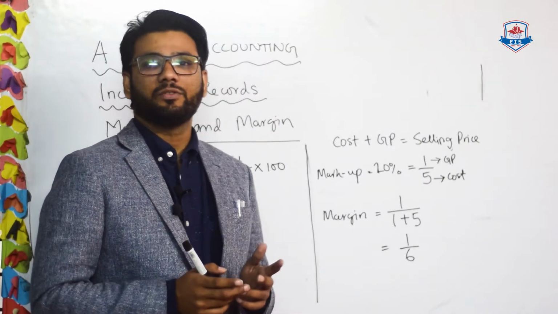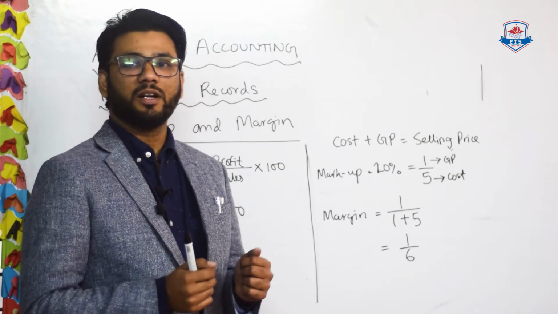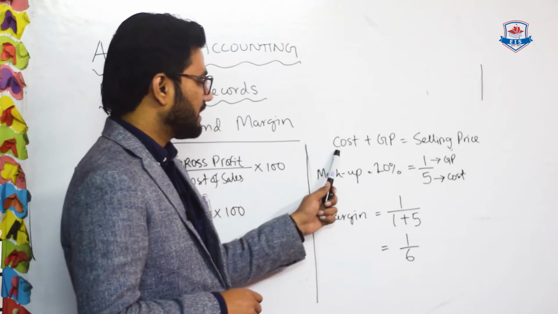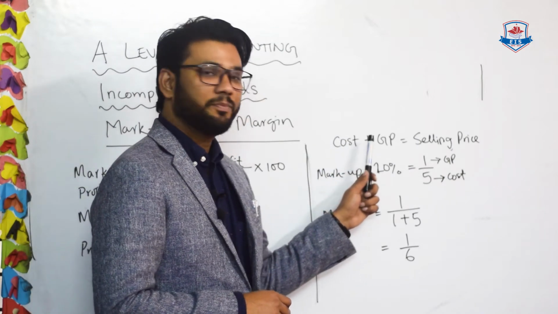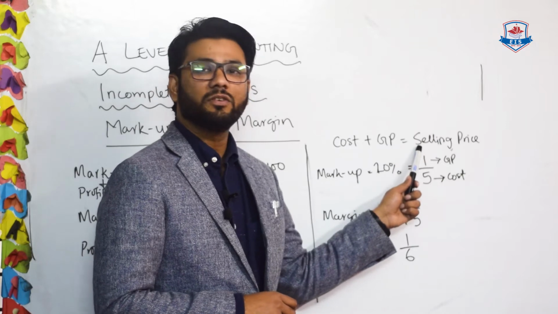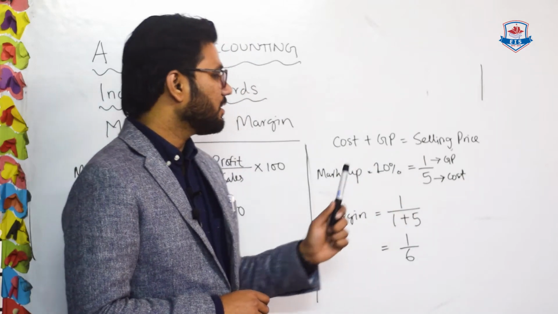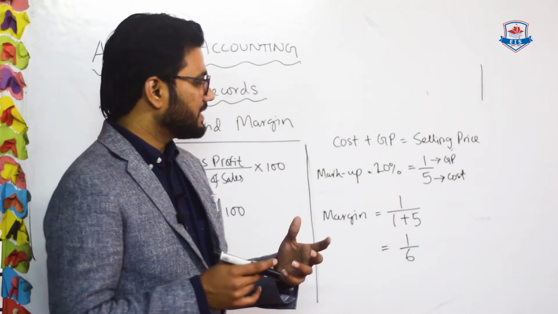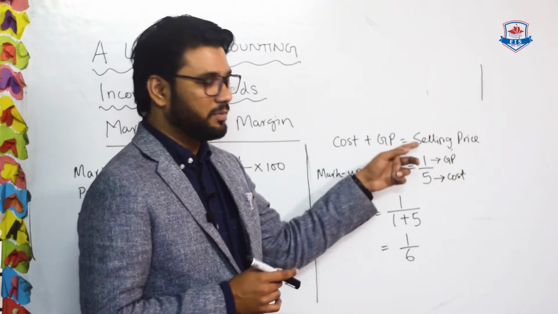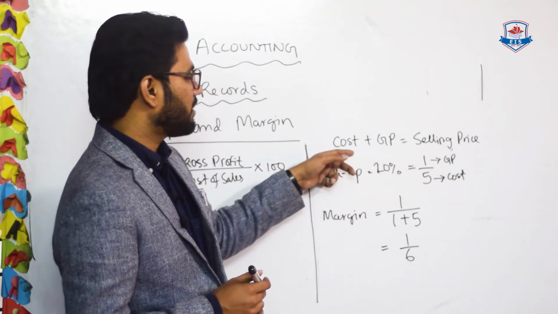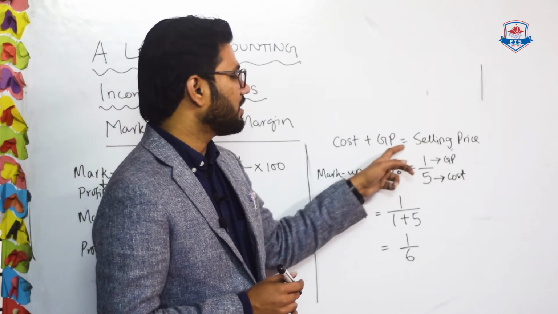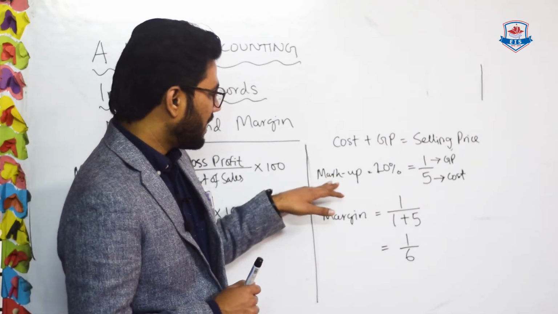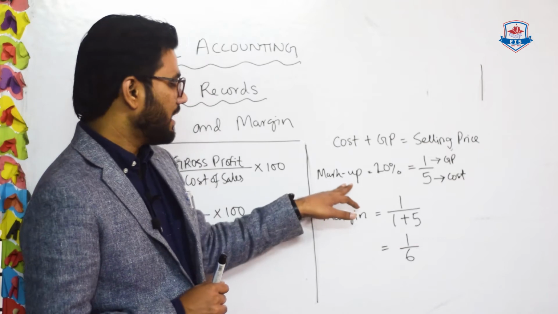Now, let's come to the interesting part, how to convert markup to margin or margin to markup. For this, you need to have one concept clear. It is the concept that cost plus gross profit will always give you the selling price. This concept is really important because if you add gross profit with cost, it will give you selling price, and you can work around with this formula. For example, if you want to find out just the cost, you can simply deduct gross profit from selling price to get the cost.